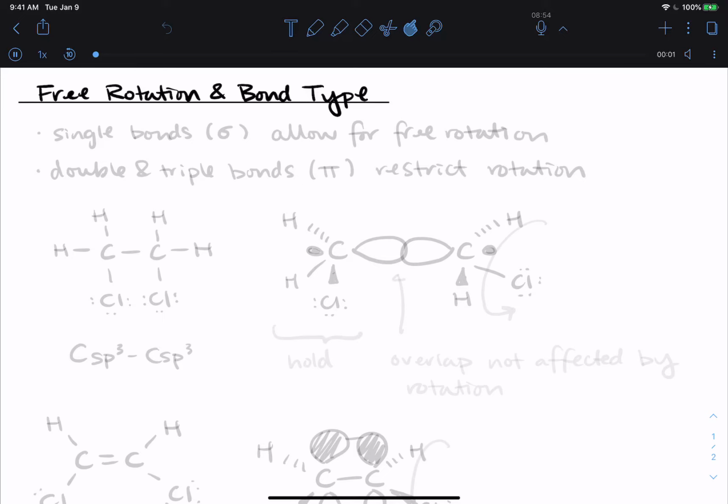All right, so one last final quick video in this module, and it is about bond type and free rotation. I'm going to start with the TLDR version, which is that single bonds allow for free rotation. This is good to remember this way, but it also helps because we're going to draw some orbital pictures in a second. We're talking about sigma bonds allowing for free rotation.